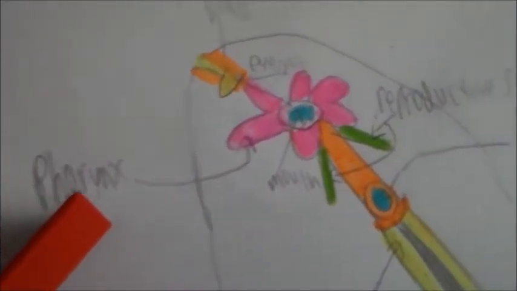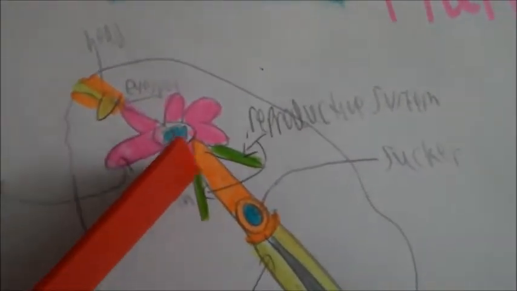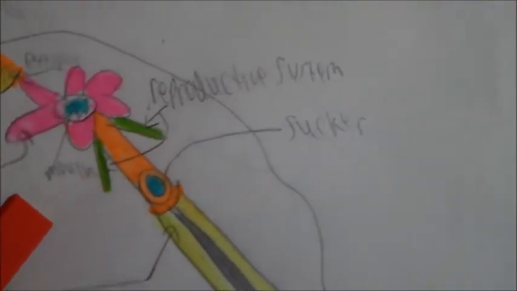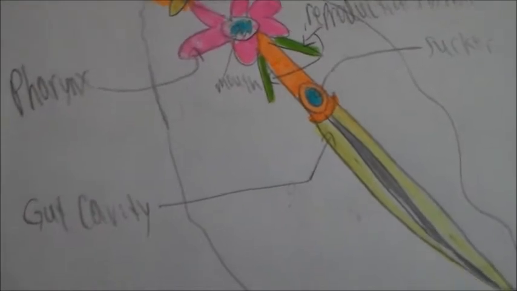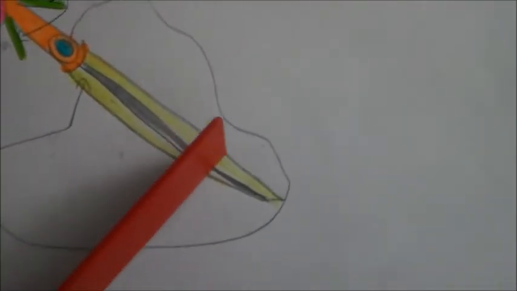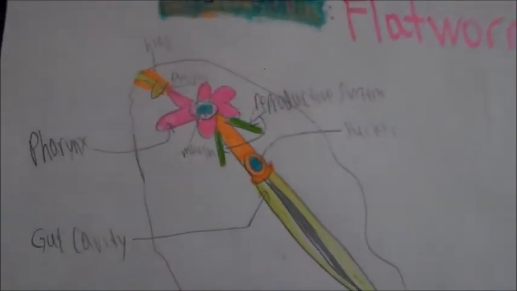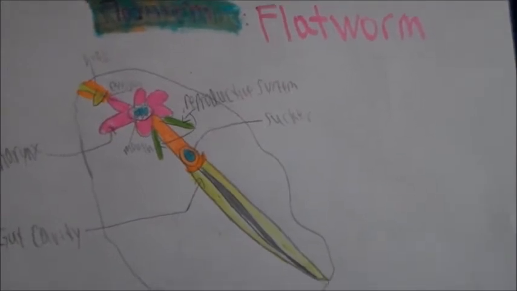There's the pharynx, which are the pink petal-like things in the flower. The mouth is right here in the blue zone. There's the reproductive system in the green, and the sucker. The gut cavity is right down here, and it leads all the way down to where the waste products eventually come out. So yeah, that's the flatworm.